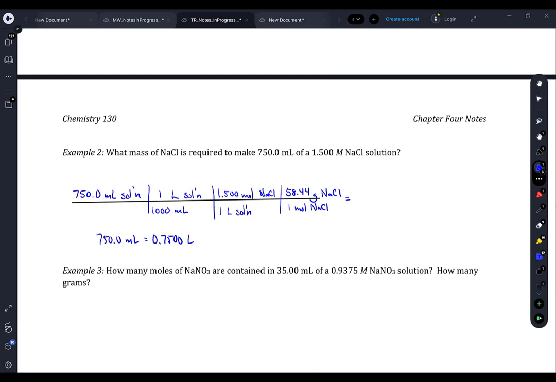In fact, that's how I'm putting it in the calculator. 0.750 times 1.5 times 58.44. And I'm coming up with 65.75.